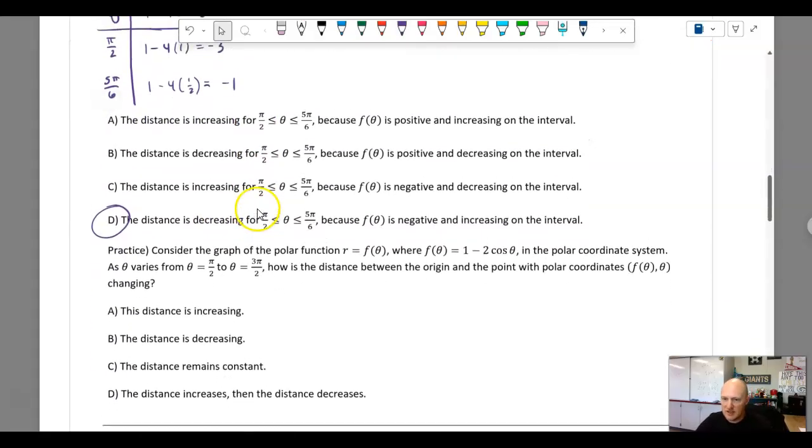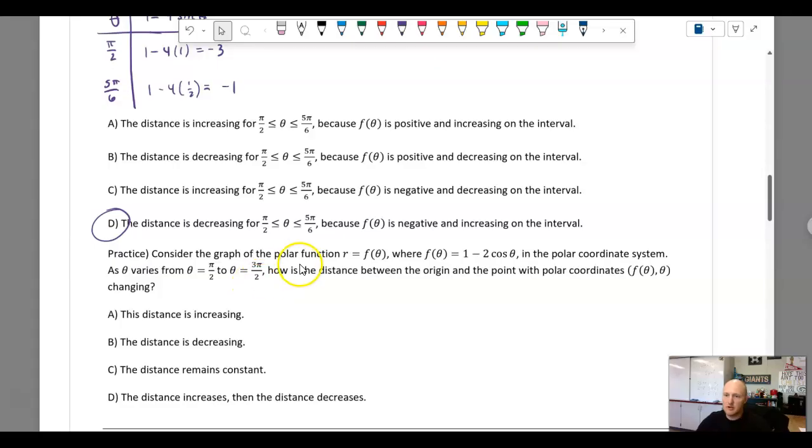Here is another practice problem. Consider the graph of the polar function f of theta equals 1 minus 2 cosine theta. As theta varies from pi halves to 3 pi halves, how is the distance between the origin and the point with the polar coordinates f of theta, comma theta changing? There's a big span here, so make sure you plug in multiple angles. That's my hint, okay? All right, try this one. I'll pause the video, and I'll show you the results here in a second.